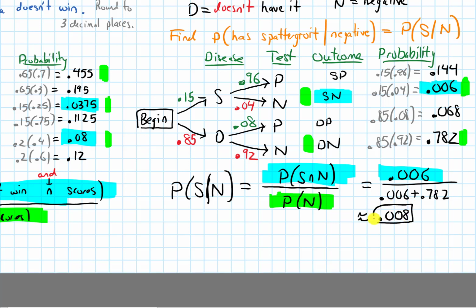All right, so if we round this to 3 decimal places, we will end up with 0.008 for our probability. And just to give a reference, if I think about this as a percentage, I would multiply this by 100, which would move the decimal to the right 2 places. So as a percentage, this is 0.8%. And that is super small.